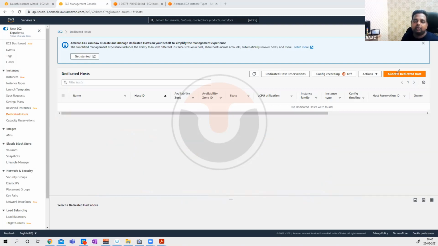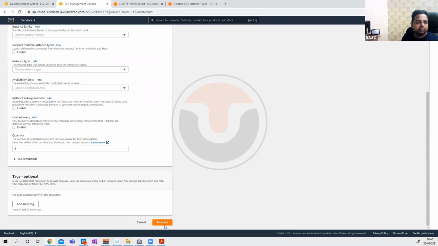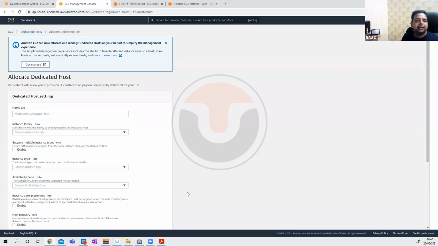So how do I allocate a dedicated host? It's a highly premium service. Click on allocate dedicated host, choose the option, then allocate. It means the entire hardware platform that your EC2 instances are going to use is dedicated only to you, and will not be shared with others.